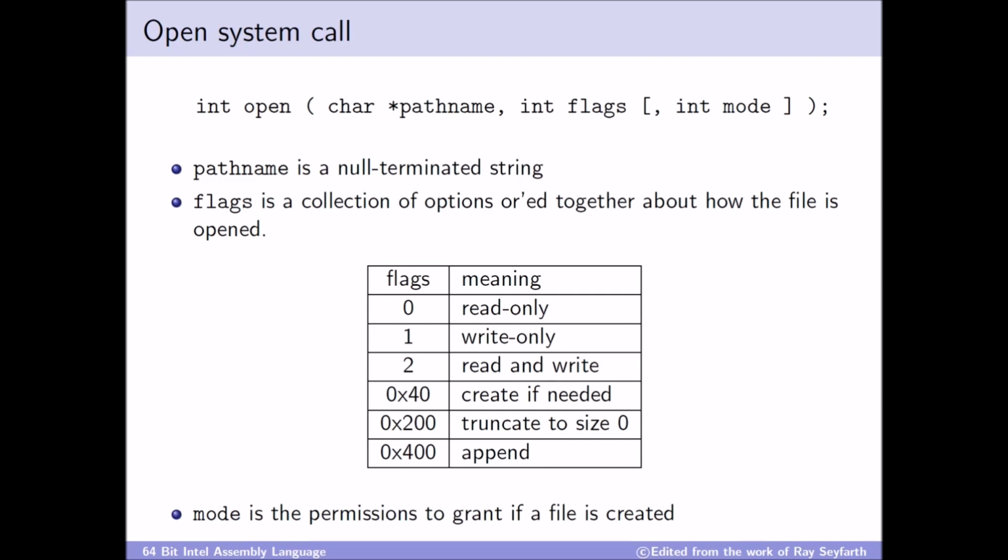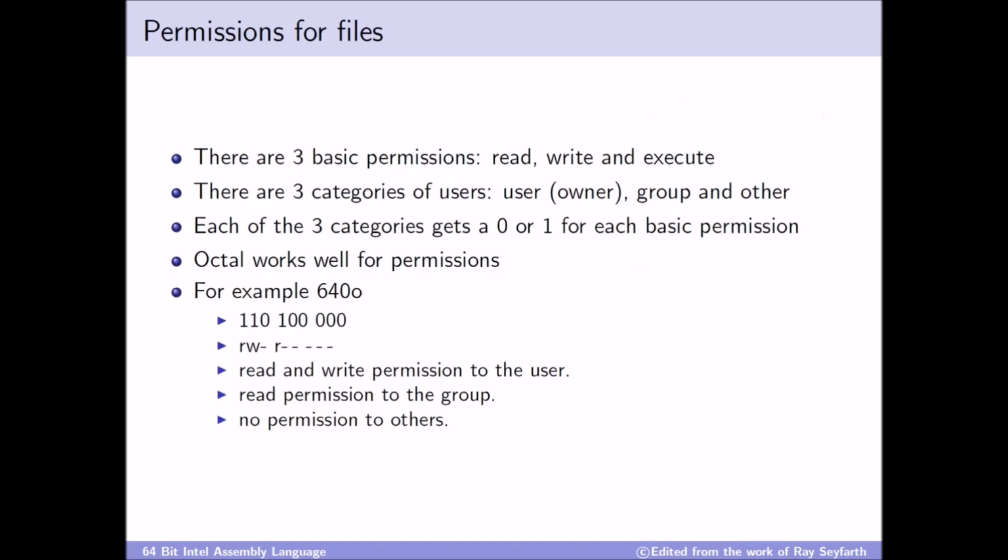Now, the mode is used to specify the permissions you grant to the file if it is going to in fact be created. So generally speaking, you will utilize mode if you're utilizing the 40 flag from this table. Now, if you have been using Linux for any amount of time, you have probably already encountered these type of file permissions, but again, for completeness sake, I will explain them briefly. Now, there are three basic permissions that a file can have. Specifically, a file can have read permission, write permission, and execute permission.